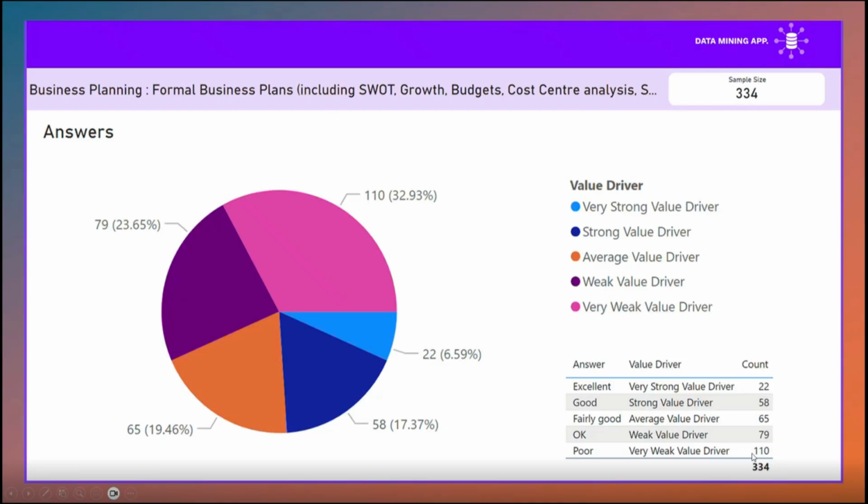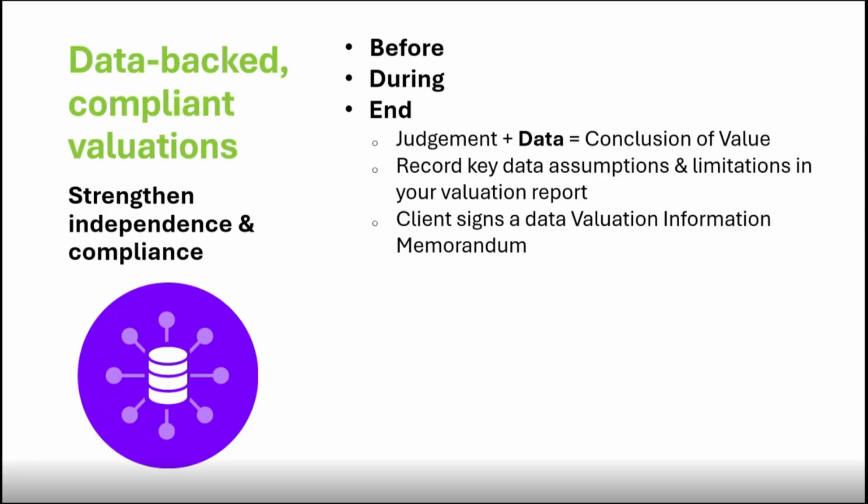So you can see here, 110 of the 334 valuations approved, which is 32.93%, independent owners say we have poor planning. And again, you can use external data to back up your judgment. And that means your valuation is replicable and defensible with external data. So these are just some of the examples of reports that you can access to improve the compliance of your valuation process and reporting. And that then goes to the third stage in the process, which is at the end, where you've got your judgment and data to come up with a conclusion of value.